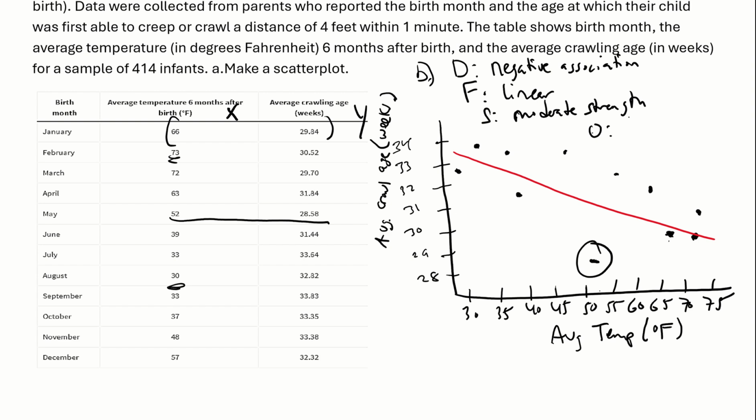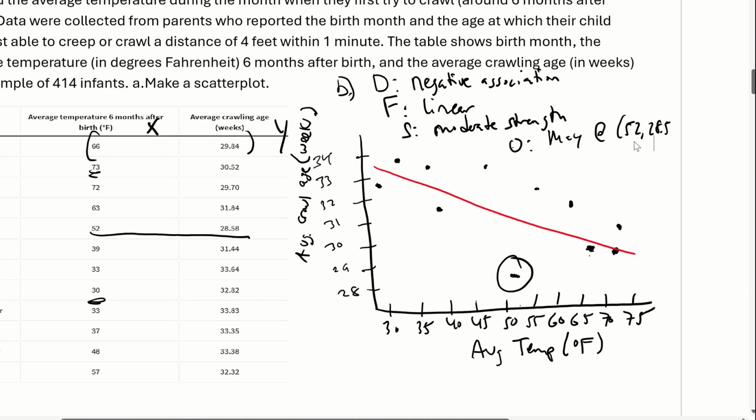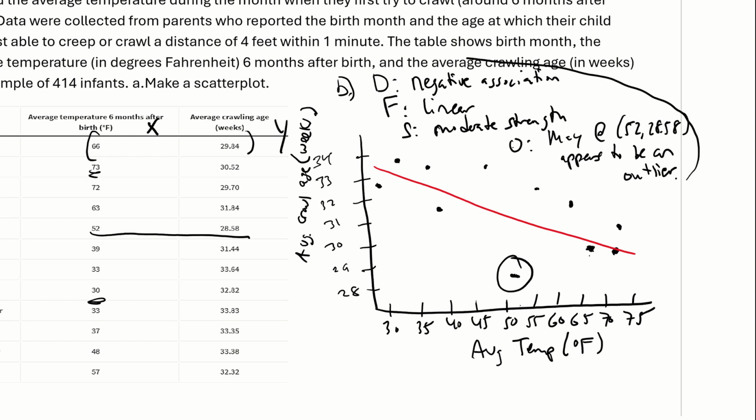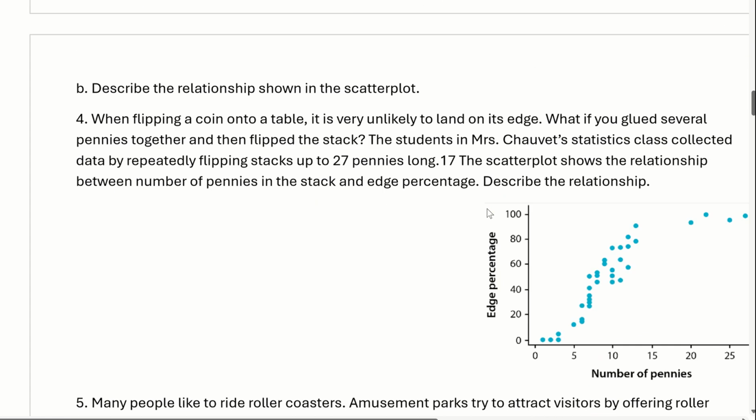So May at 52 and 28.58 appears to be an outlier. Okay, so there is part B, and that's the description of the scatter plot. All right, so that's it for that one.